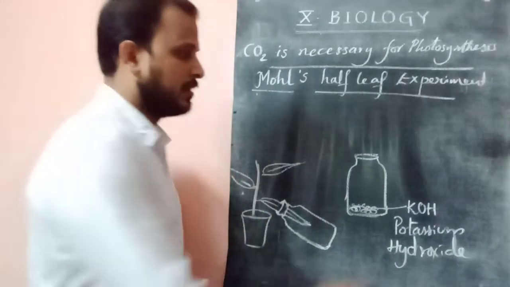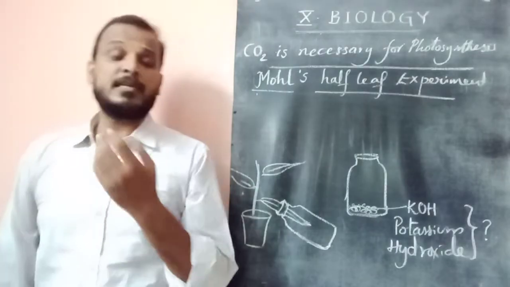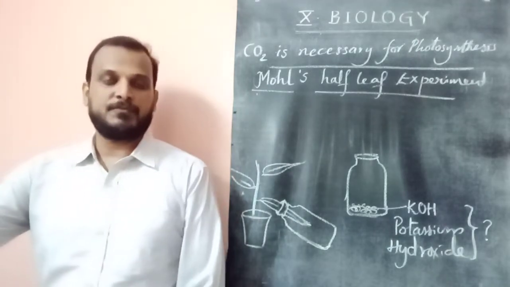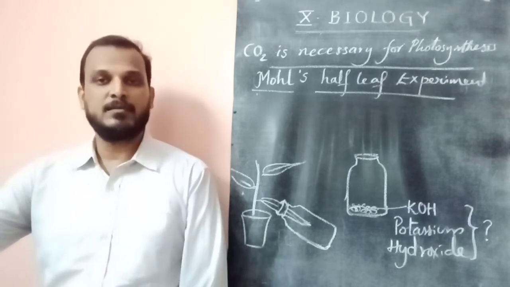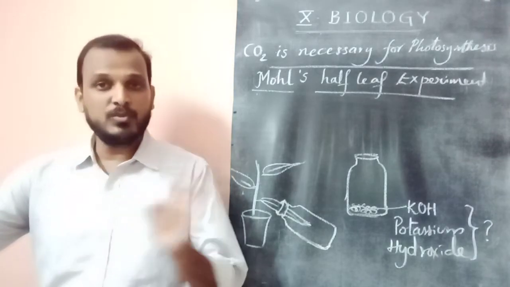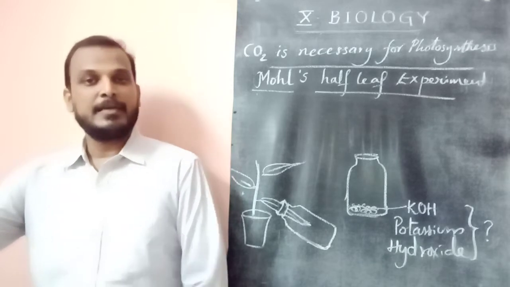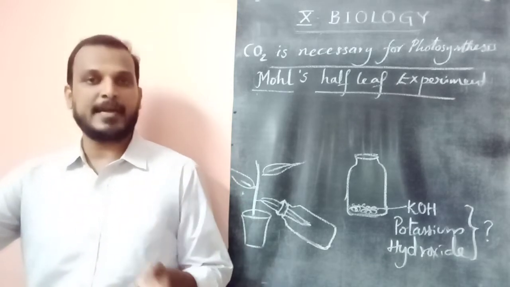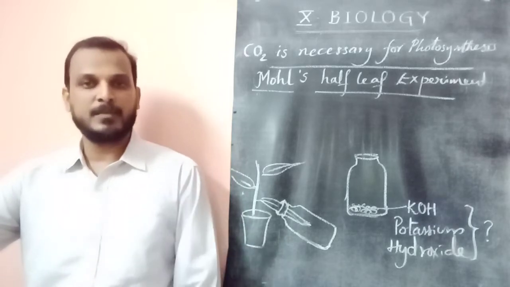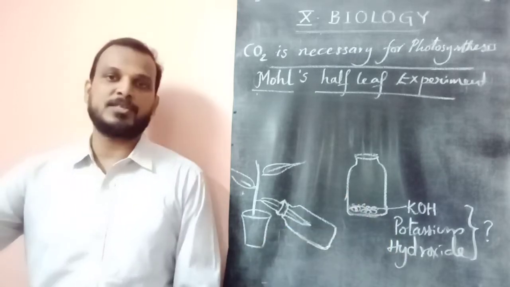Here a great question: why did we take this chemical in this experiment? See, dear children, in the previous experiment about proving the presence of starch in a leaf, we have taken two chemicals. One is iodine, used to test the starch. To remove the pigments, boiling methylated spirit is used. Like that, different reagents, different chemicals we use in different science experiments to prove something. So here also one more chemical is used, called KOH, potassium hydroxide.